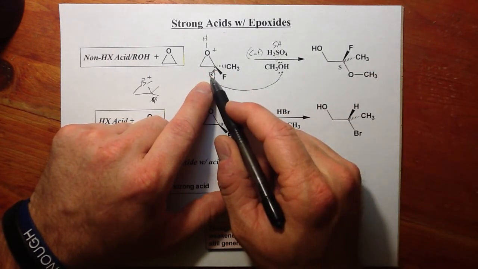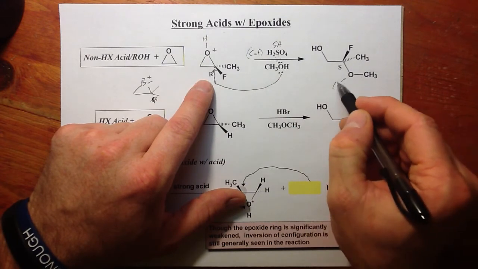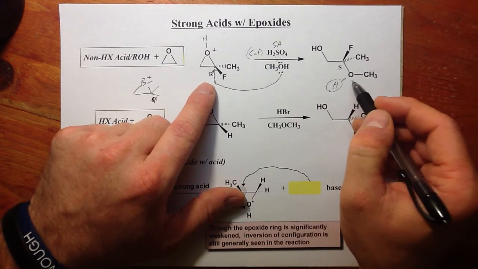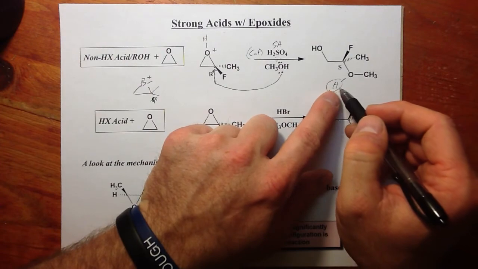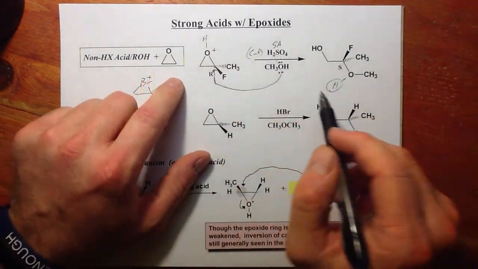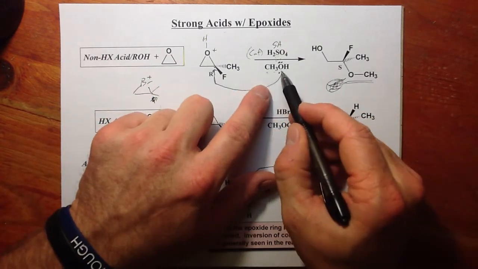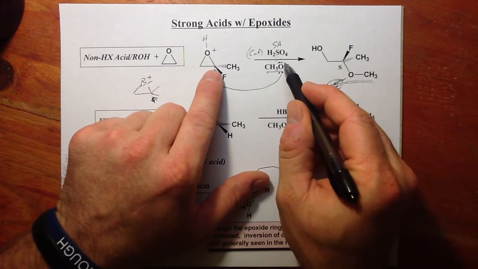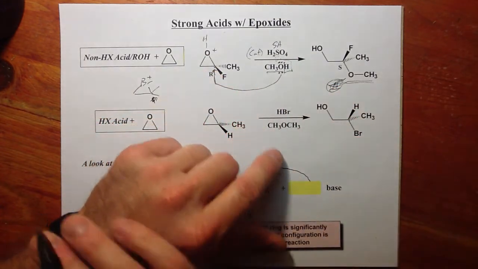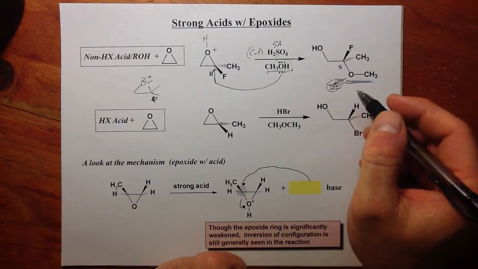We go from an inversion of the chiral center of R to S, and that H here, I didn't draw it in because that's going to be the catalytic proton that's given back to solution that allows this reaction to run again. So we can say our nucleophile attacks and we lose and regenerate the catalytic proton. So that's our final product.